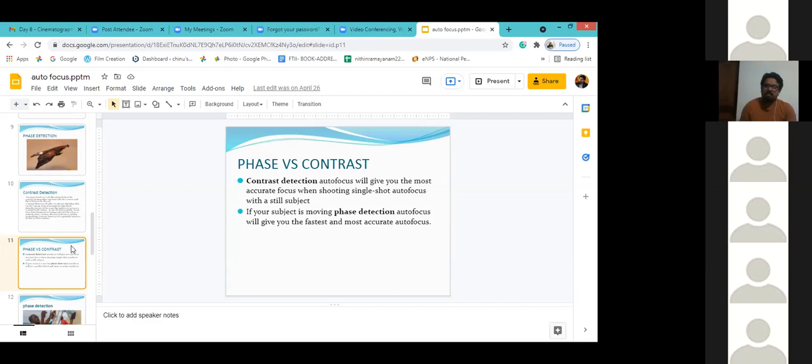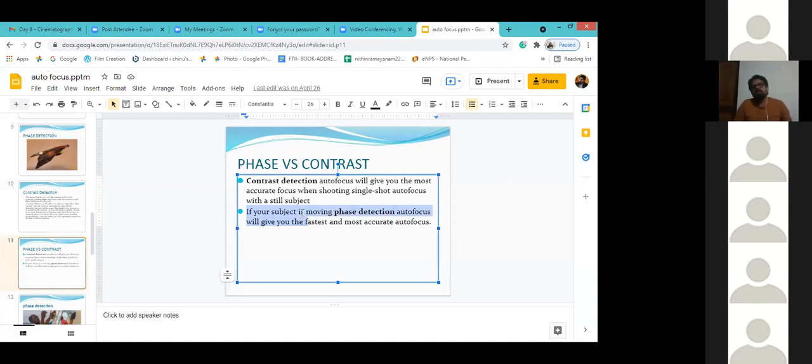So if your character is static, there's not much movement, the idea of using phase detection is better. Sorry, contrast detection. I'm talking about the contrast detection. But if your subject is in motion, right? So phase detection is good. Why phase detection is good?